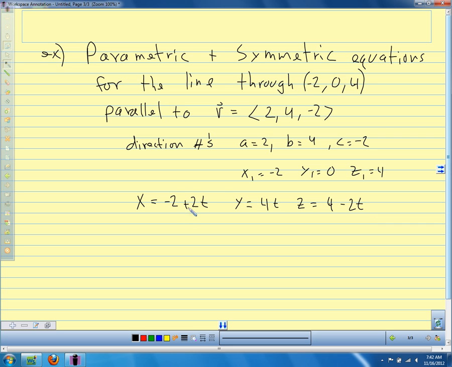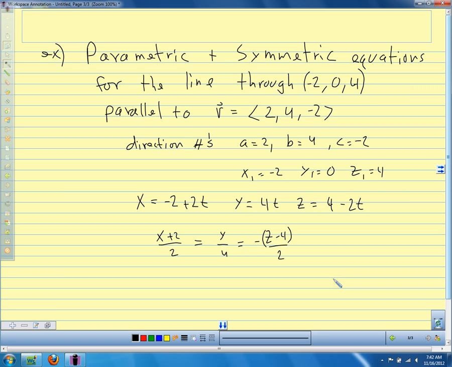And we solve each equation for t to get our symmetric equations. We get x plus 2 over 2 equals y over 4 equals negative z minus 4 over 2. And those would be our symmetric equations. Questions on that? So if we know our vector, we know our point, then we're just plugging into our equation. So this one was a really easy example.